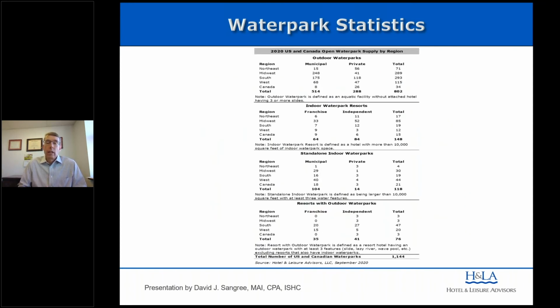Now, Hotel Leisure Advisors has been tracking the water park industry for the past 15 years, and I have been tracking it for an additional 5 to 10 years before that. And we have the largest database of information about water parks of any consulting firm in North America. There are currently 1,144 existing water parks in North America as of September, and the majority of these are outdoor, and about a quarter of them were indoor facilities.